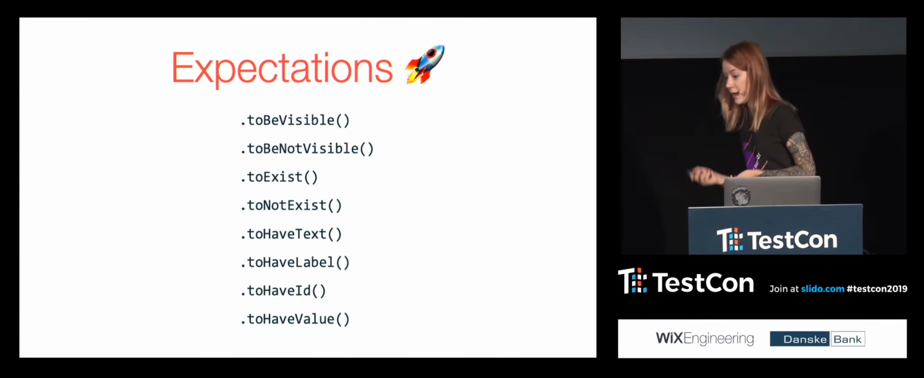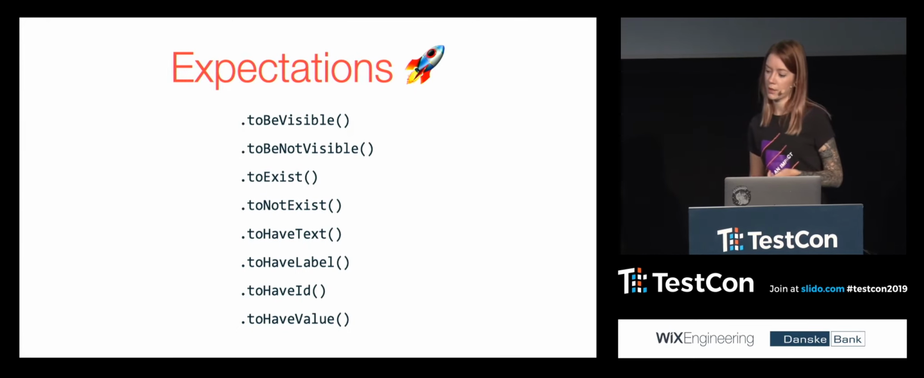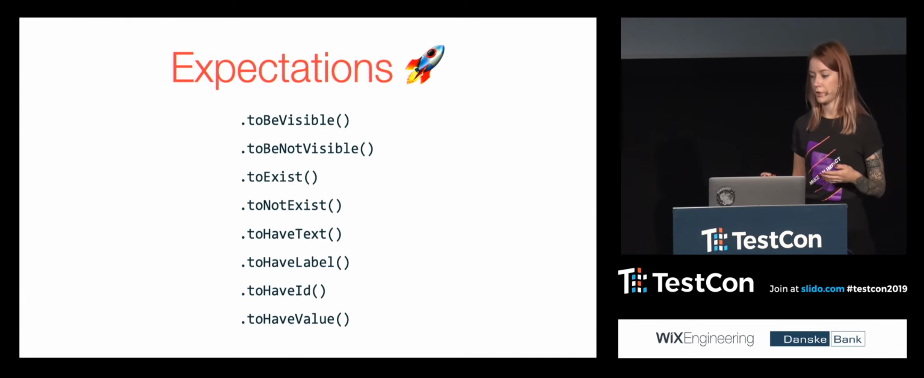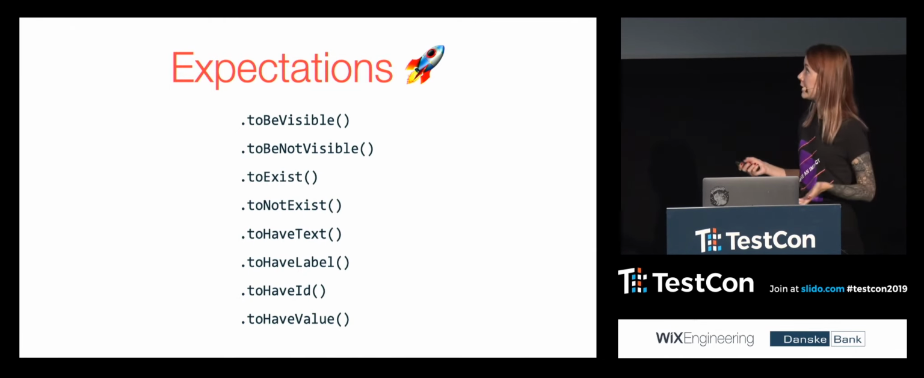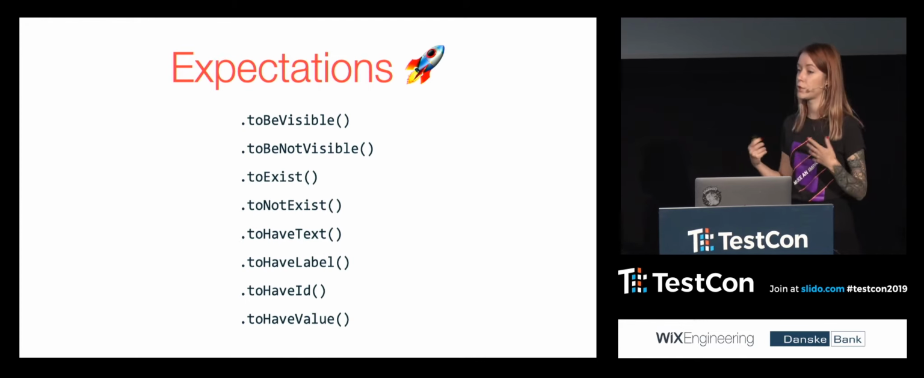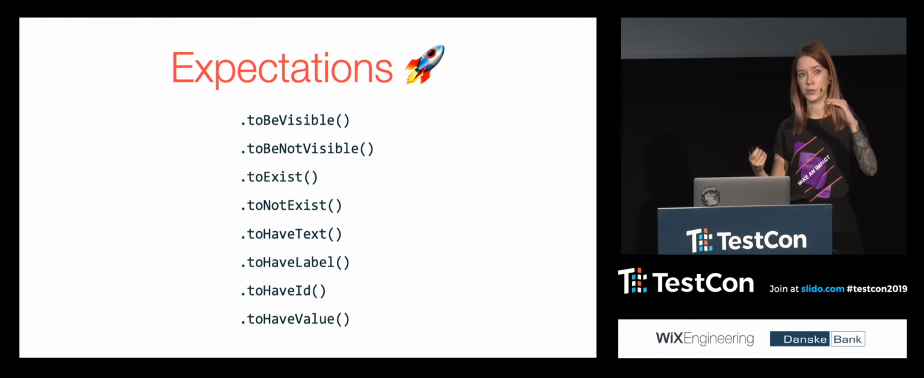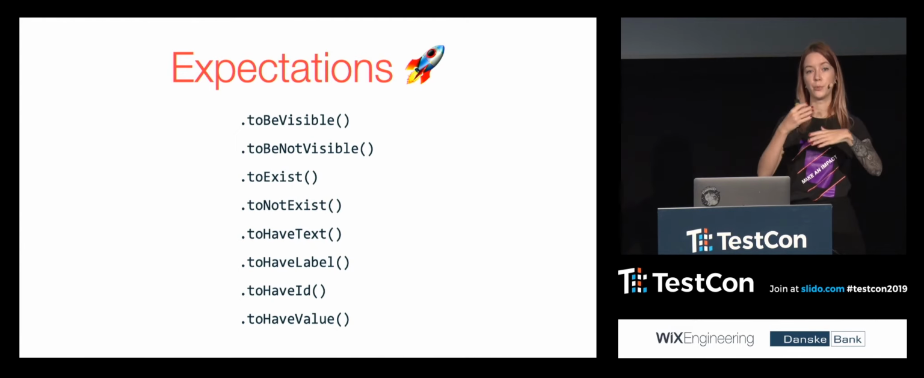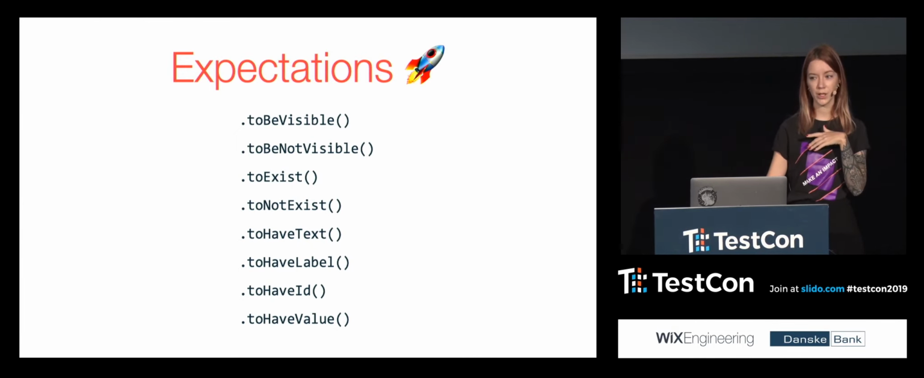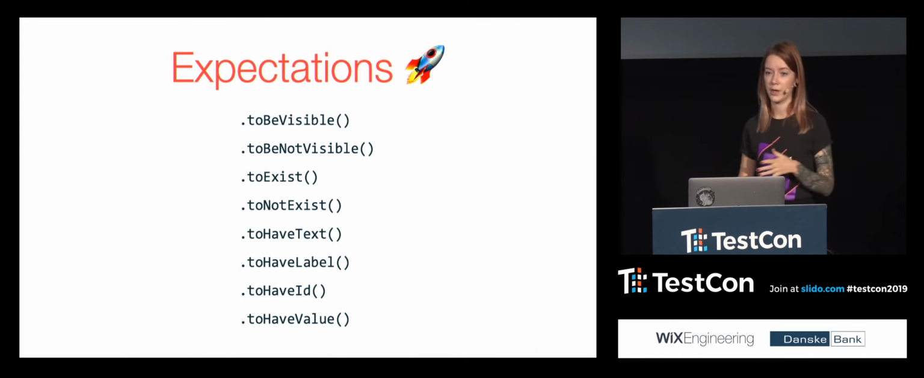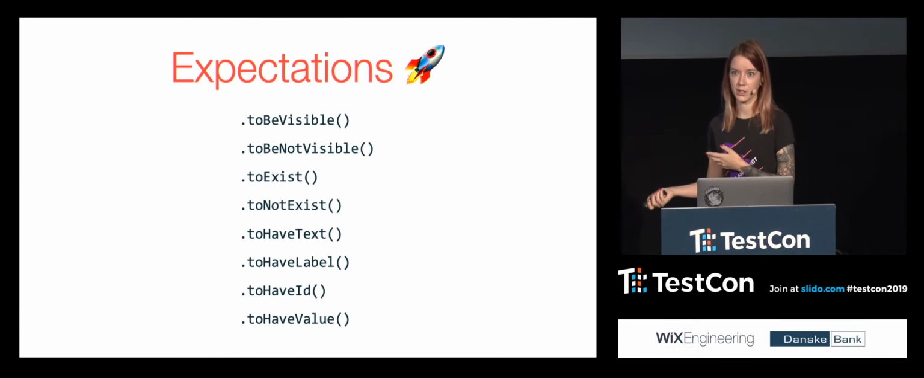And then we have expectations, and I think they are really descriptive from their name. There's not much to explain here. The only difference that would be good to understand is that to be visible is different from to exist, because with to exist you can verify element that is not actually on the screen. Maybe it's somewhere at the bottom but you don't want to scroll all the way to it. Then you can verify it with to exist and make your test go faster.